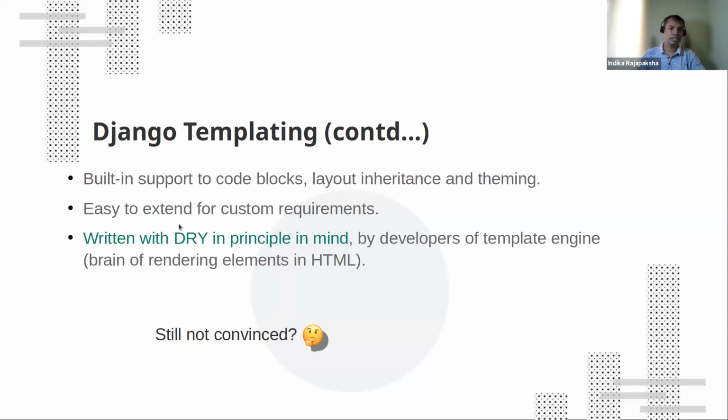And you can easily extend or customize the template language to your requirements, and you can add your special code whenever you want, right? The best thing is how the Django template language was written by the developers. When they were designing the template language, they had DRY in mind when they developed this language, or the template engine. So this template engine is the brain of the Django framework, which renders elements in HTML, right?